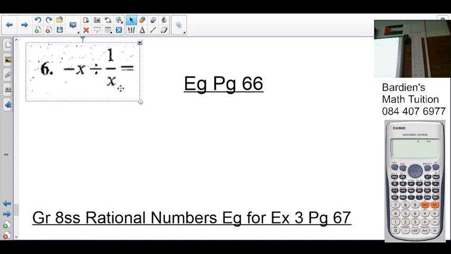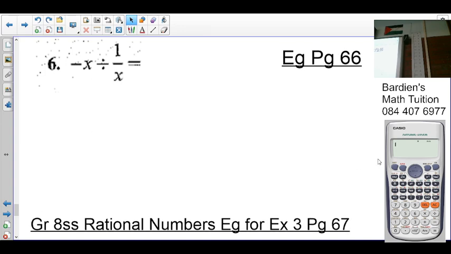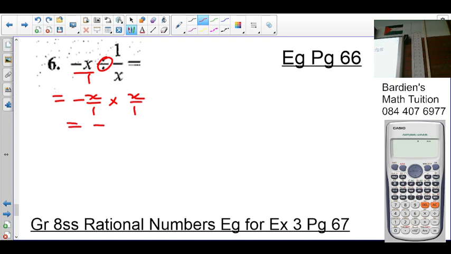Here we go, 6. Do it quickly. Negative x divided by 1/x. Right, what's the answer? Negative x squared. Nice. So naturally that's over 1. It's negative x over 1 multiplied by x over 1. Negative times positive is negative. X times x is x squared. 1 times 1 is 1. So it's negative x squared. Nice.